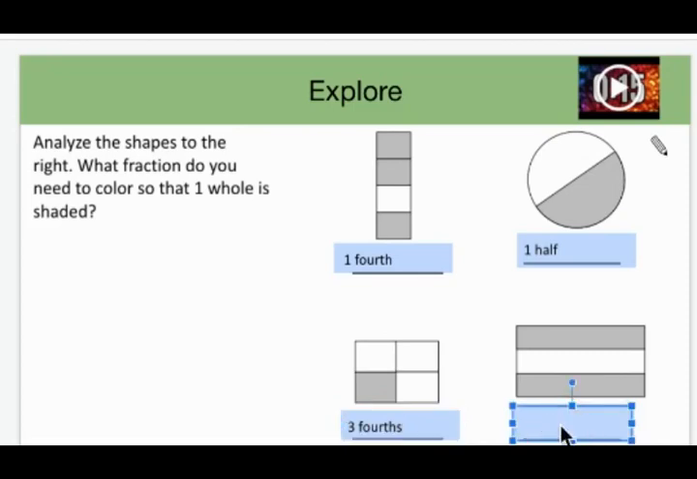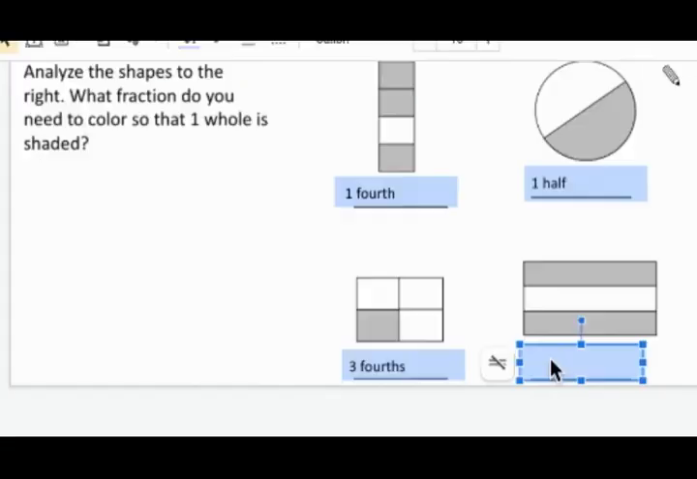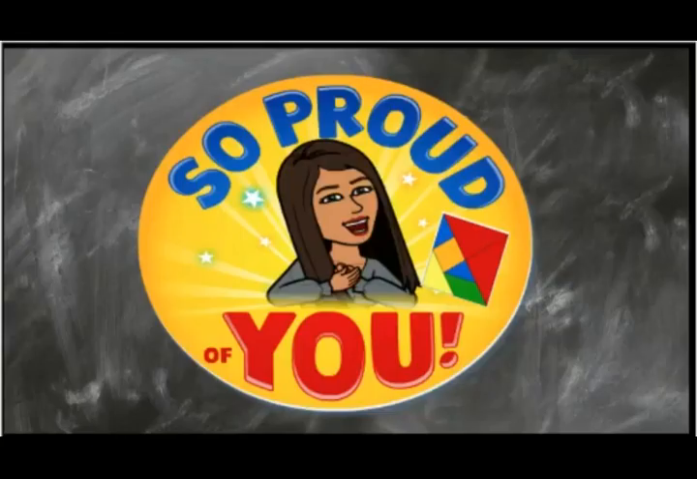And lastly, this rectangle is divided into thirds. 2/3 are shaded in. We would need to shade in one more third so that the whole rectangle is shaded in. Did you get the same answers as I? Awesome. I agree with you, mathematician.